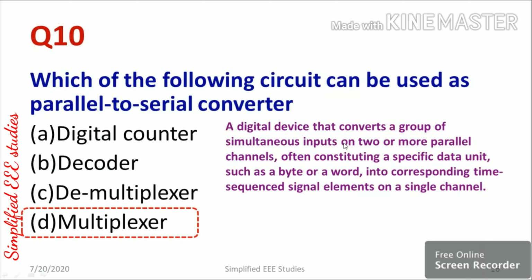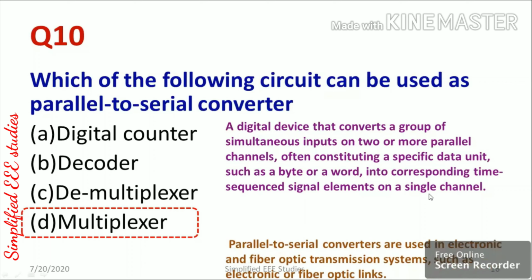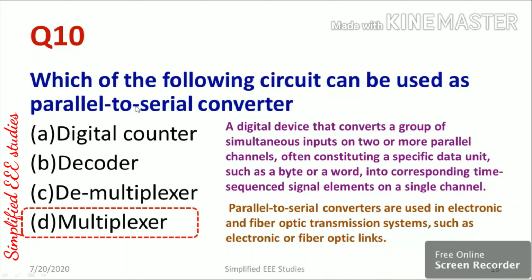A digital device that converts a group of simultaneous inputs on two or more parallel channels, often constituting a specific data unit such as a byte or a word, into a corresponding time sequence of signal elements on a single channel. Similarly, parallel to serial converters are used in electronic and fiber optic transmission systems. A multiplexer is nothing but many inputs and a single output. The same thing is happening in a parallel to serial converter. So that's a peculiarity of the multiplexer, and that can be applied in a parallel to serial converter.